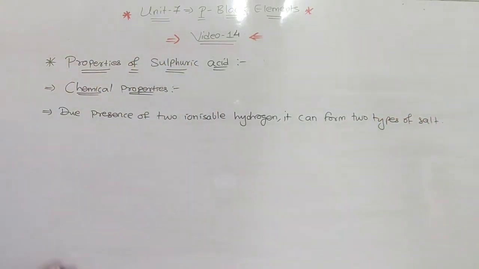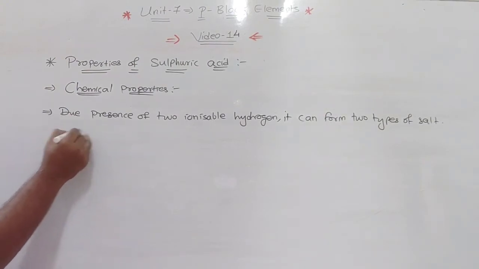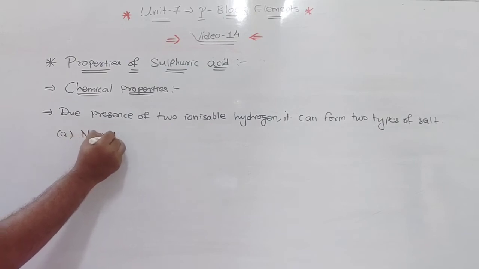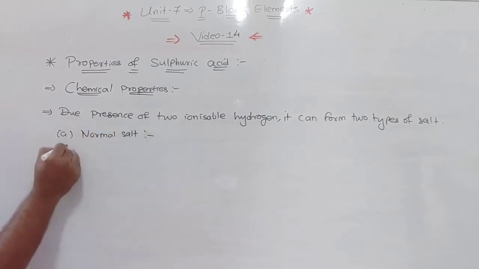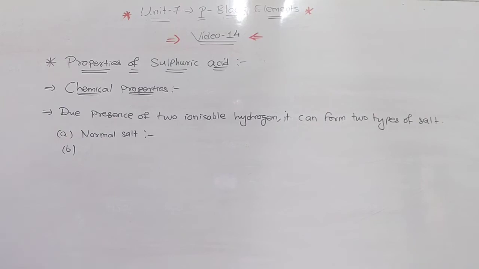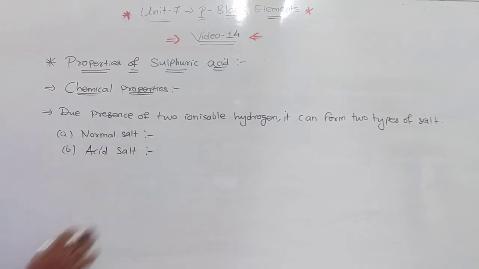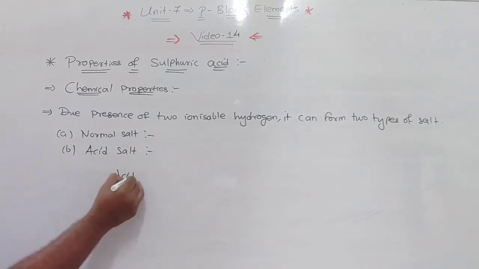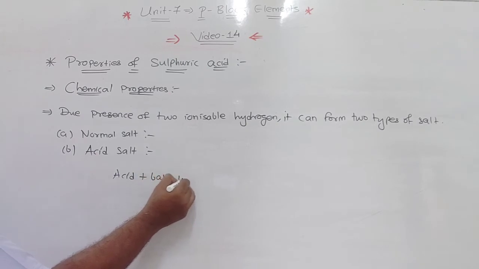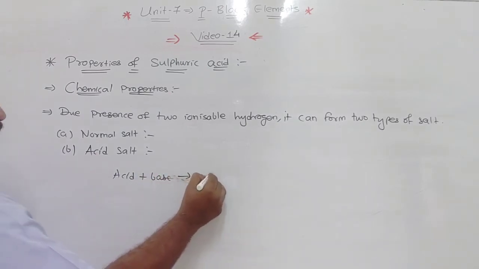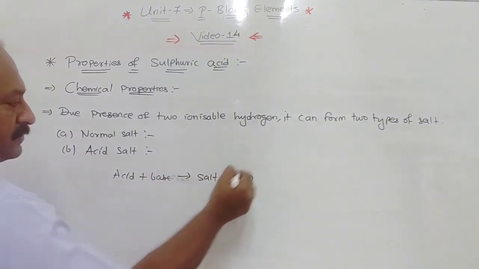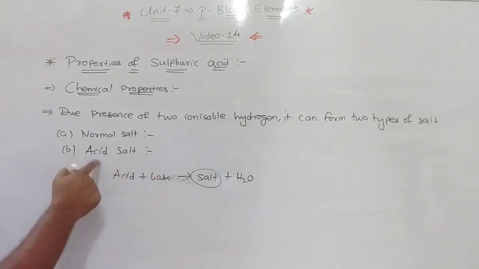Clear? I think you must have heard about the word salt. So it forms two types of salt, that is a normal salt, and the next one, acid salt. Now, when we talk about salt, we know the formula, that is acid plus base will give salt plus water, what we studied. So this is the salt I am talking about.